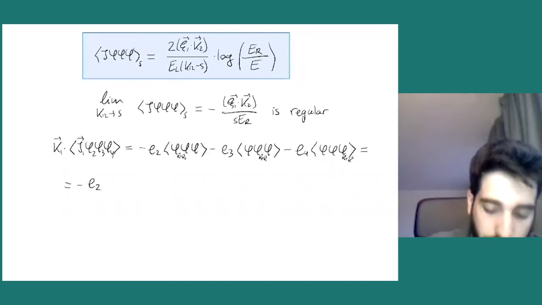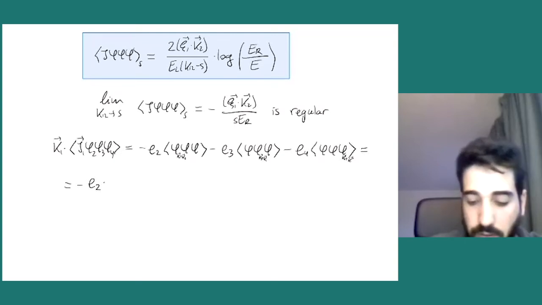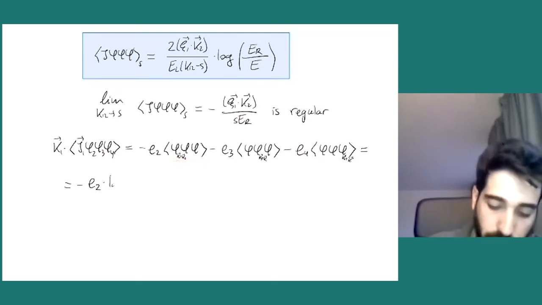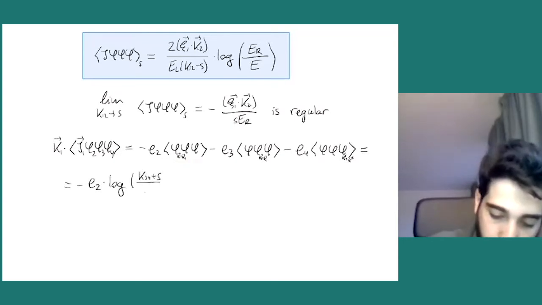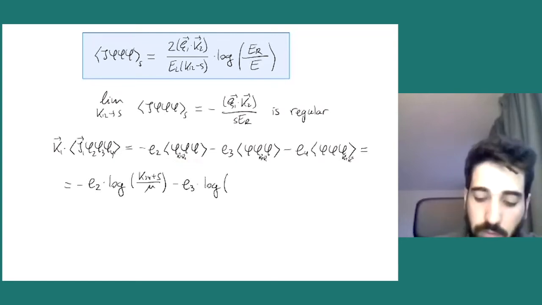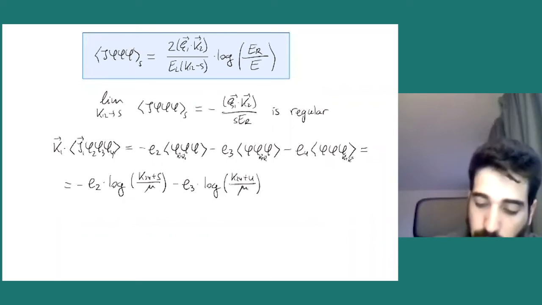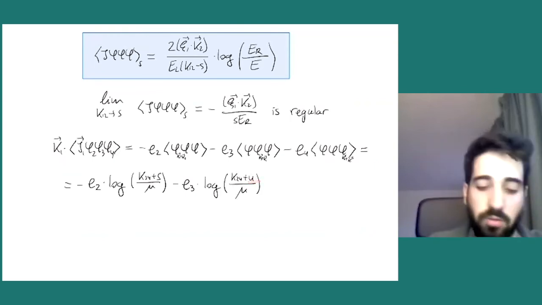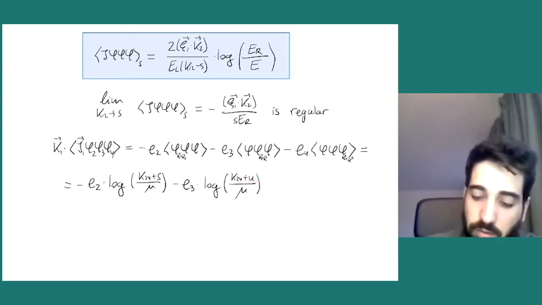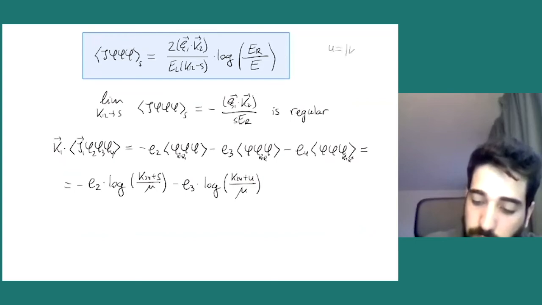So if we substitute the knowledge that we have about this wave function coefficient, we get this. Remember that this wave function coefficient was a logarithm. This U is the U channel, equivalent to S. So U is K1 plus K, this thing. And then we also have a T, which is this thing.